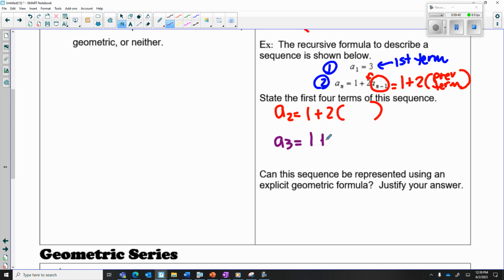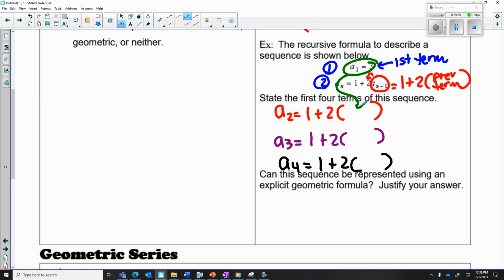I'm going to write that for A3 as well: 1 plus 2 times the previous term. And for A4, 1 plus 2 times the previous term. Once I set up that shell, which is basically like the formula that I'm plugging into, now I'm just going to drag and drop the last thing into that spot.